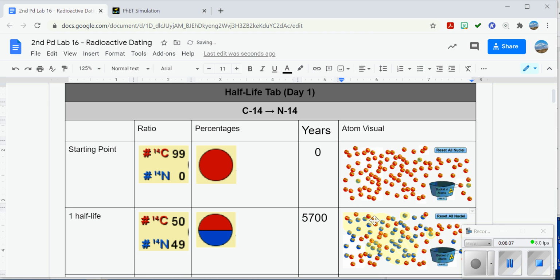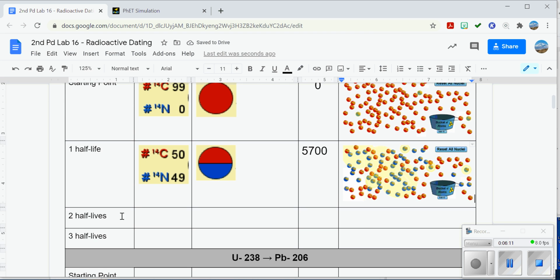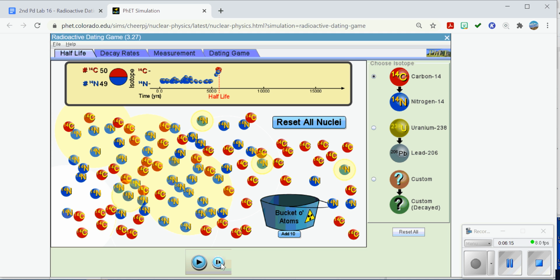So that's day one's assignment. Day two, which if you're starting off with the lab today, we will get to during lab period, is going to be the decay rate. Day three will be measurement, and then day 4 and 5 we're going to do this radioactive dating game.